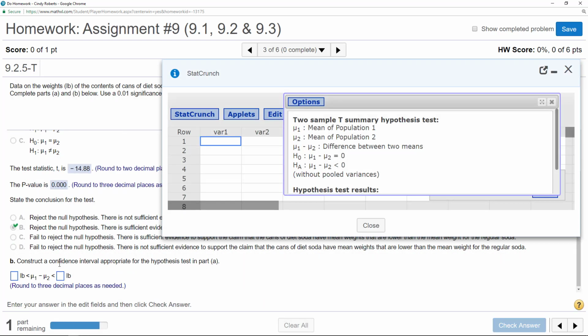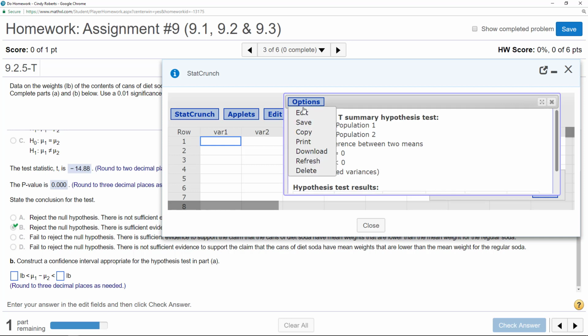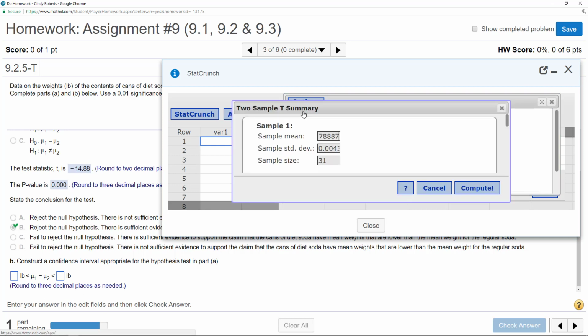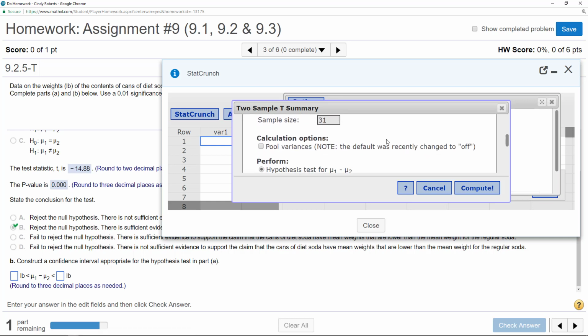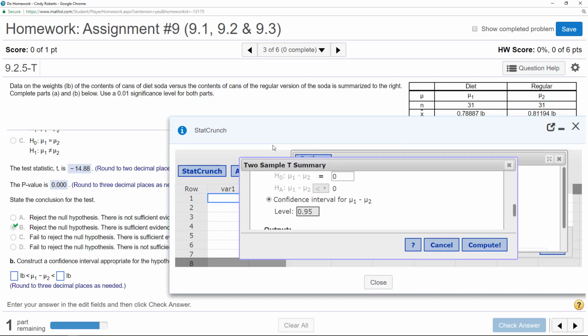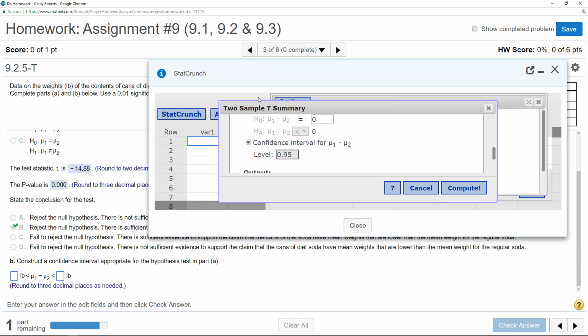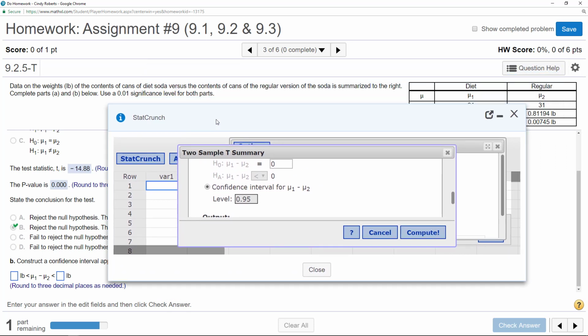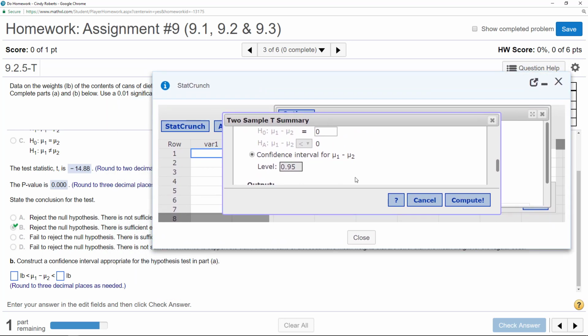All right, and then it wants me to construct a confidence interval. Well, I'm going to just stay right here in StatCrunch. I'm going to go to my options and edit. I have all my information in here. All I have to do is change I want a confidence interval, and notice that it says 0.01 significance. So my confidence interval would be 1 minus 0.01, which would be 0.99.